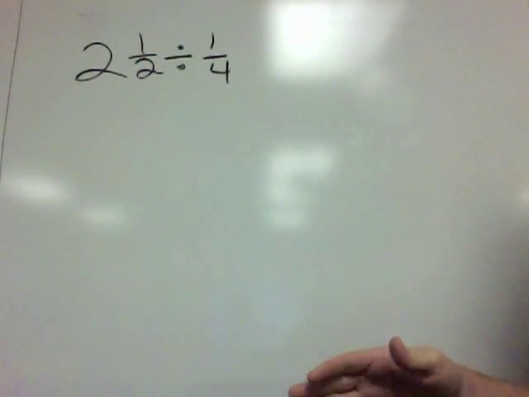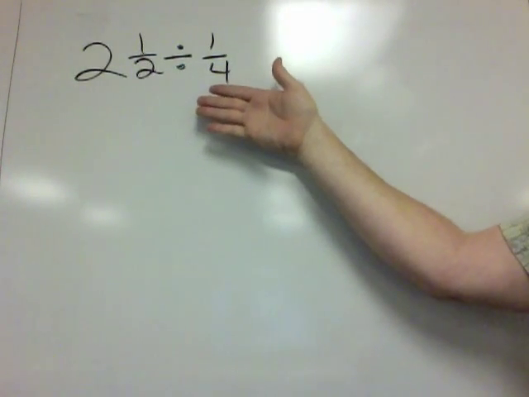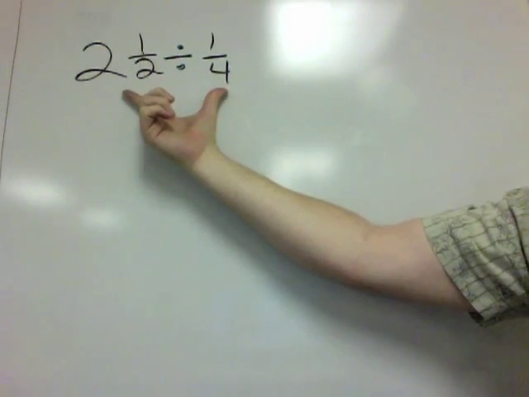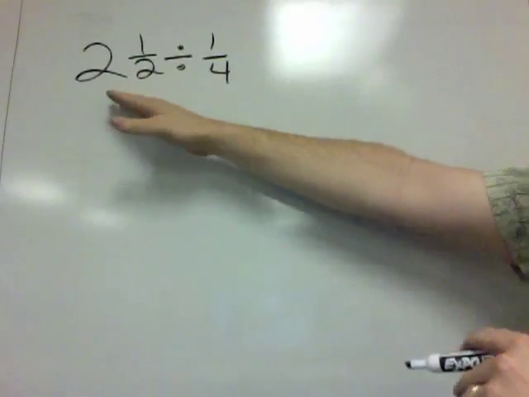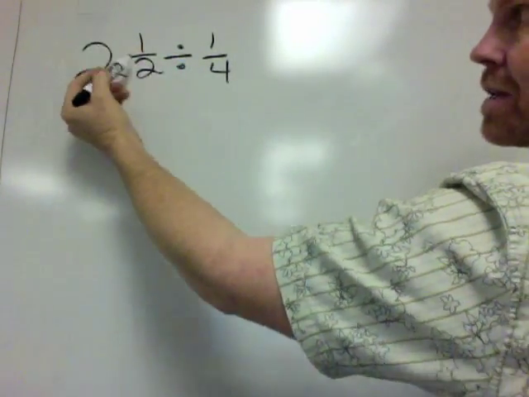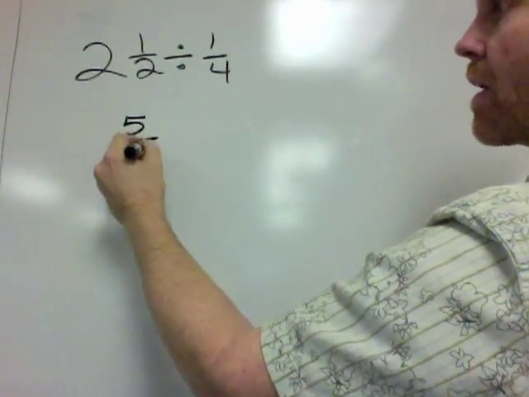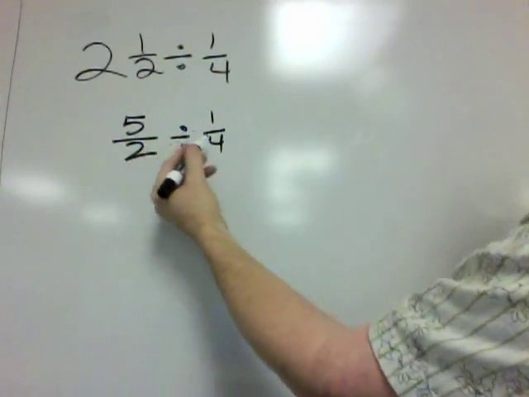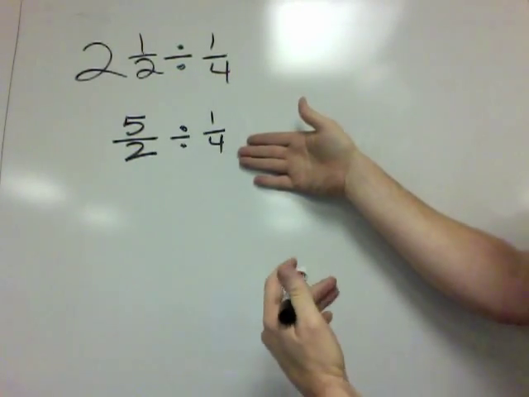Alright, in this video I'm going to show you how to divide fractions. And to divide fractions, the first thing you need to do is turn both numbers into a fraction. So in this case it's a mixed number, so we're going to change it into an improper fraction. So 2 times 2 is 4, plus 1 is 5. So we have 5 halves divided by 1/4. So now both numbers are fractions, because 1/4 already was a fraction.